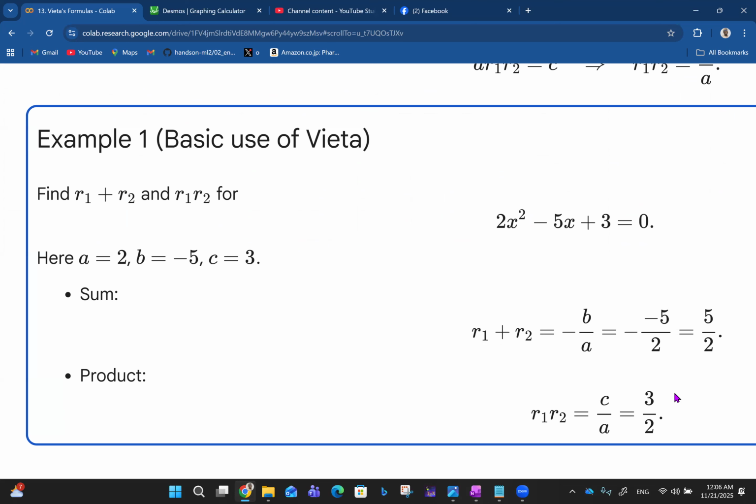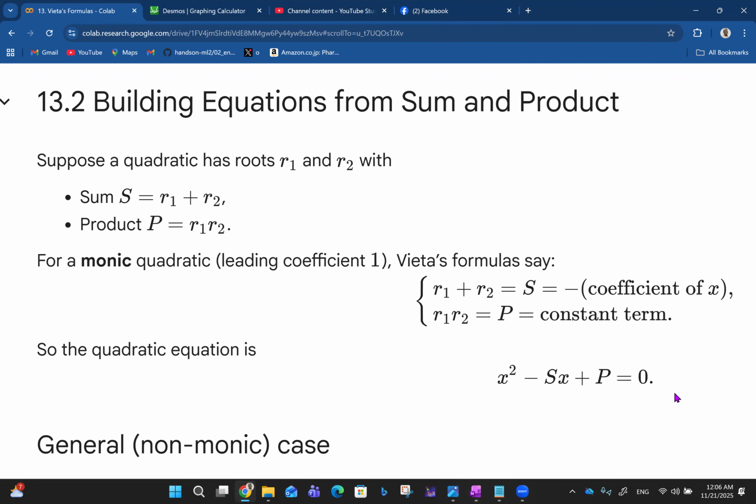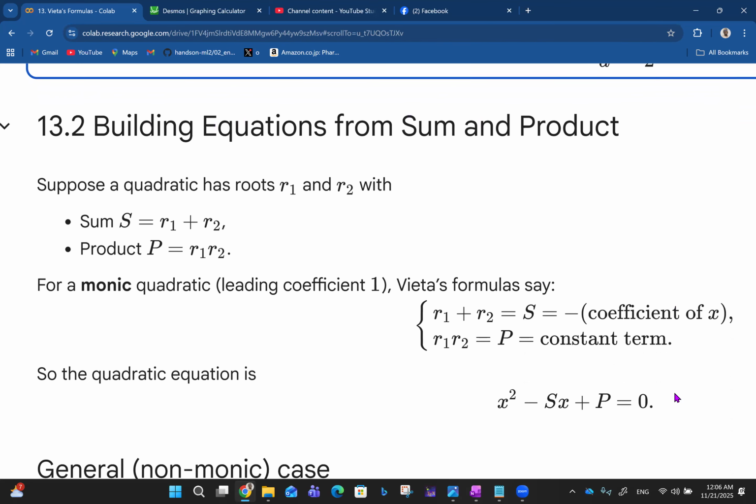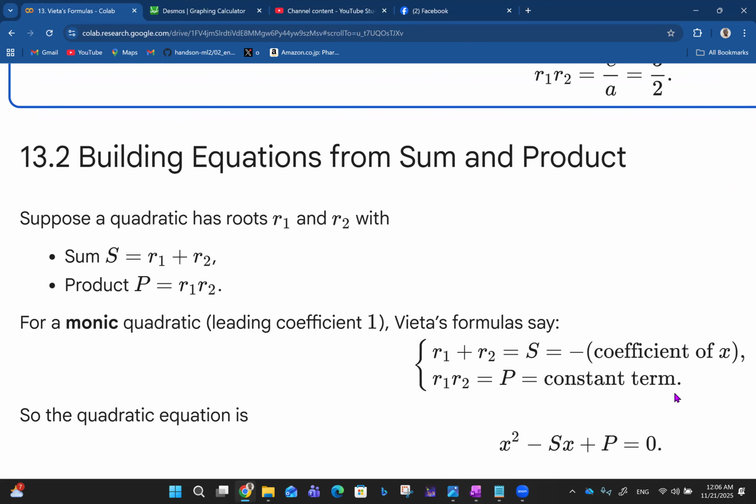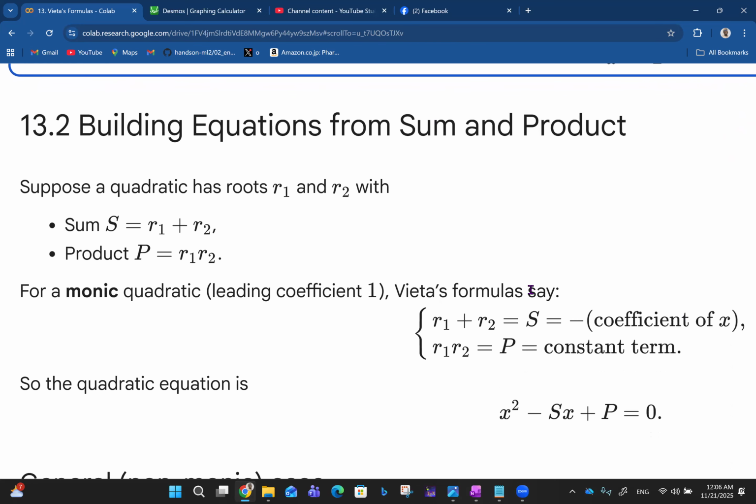So that's one beautiful thing about the Vieta formula. Okay, so building equations from sum and product. Using sum and product, now you can actually build equations like that. Suppose a quadratic has roots R1 and R2 with sum S, which is R1 plus R2, and product P, which is R1 R2. For a monic quadratic, leading coefficient 1, Vieta's formula says that R1 plus R2 is S, that's minus the coefficient of x, and R1 R2 is P, that's the constant term. So the quadratic equation is simply x squared minus sx plus p.